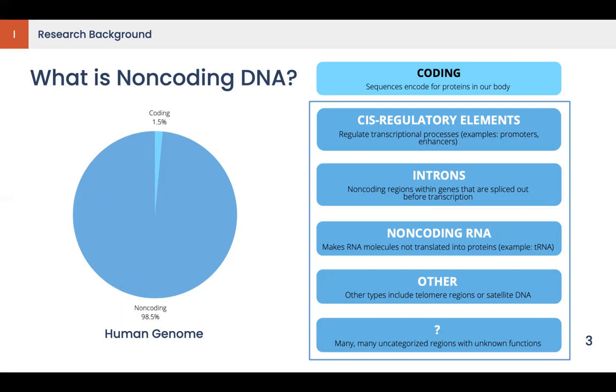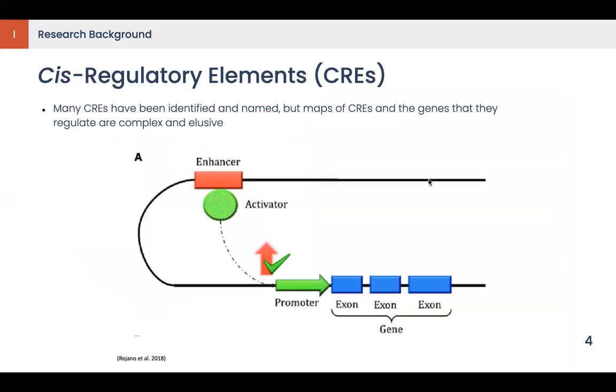From now on in the presentation, I'll just call them CREs. The cis means that these elements are found in the same strand as the gene that they regulate. And here's a very general figure of examples of CREs. Promoters and enhancers are both examples of them. Some other examples are silencers, which you might have heard of.